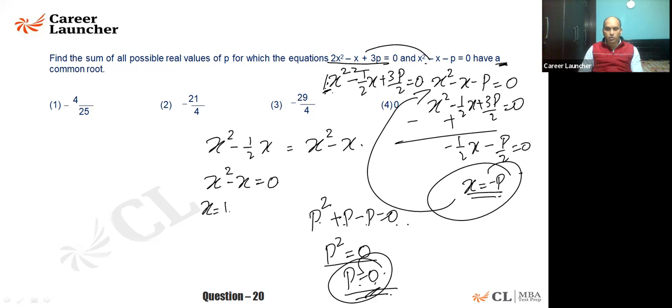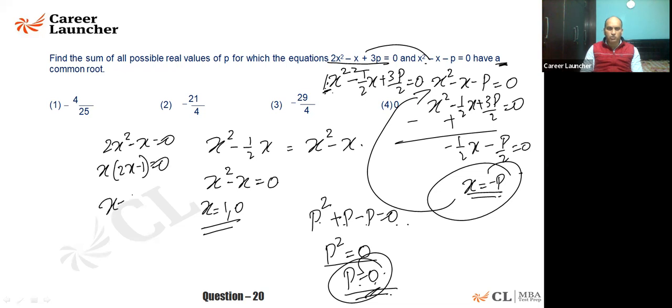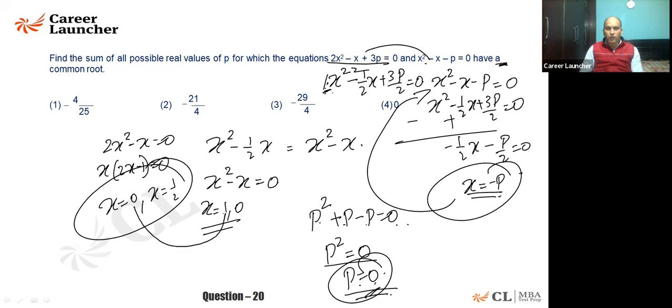Or I'll get x is equal to 1 and x is equal to 0. By putting p is equal to 0, it is 2x square minus x is equal to 0. I can say x times 2x minus 1 is equal to 0. I'll say x is equal to 0 and x is equal to half. So I know they got one common root, that is x is equal to 0. At x is equal to 0, both of them are going to give you 0 as the answer.